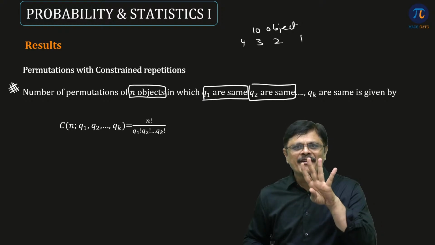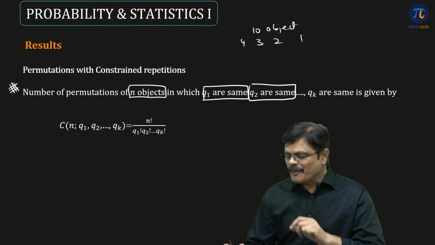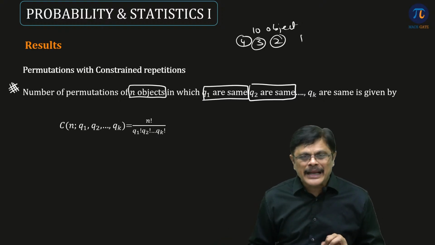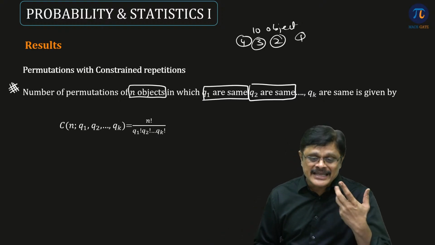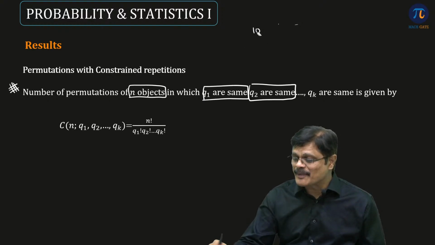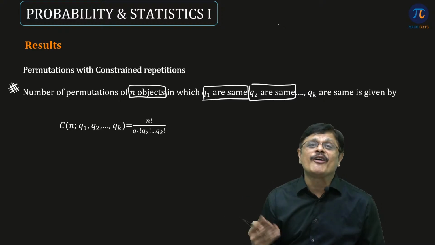So actually I am having 4 objects, 1 object repeated 4 times, 1 object repeated 3 times, 1 object repeated 2 times, and 1 object repeated 1 time. That is the kind of situation. Am I clear? It is not like having unlimited supply. It is with limited supply of objects.